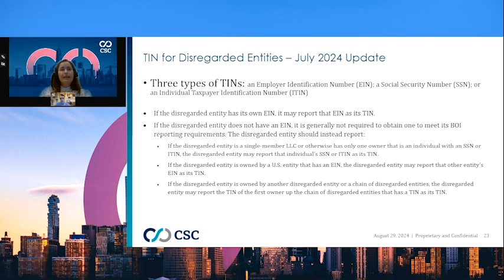If the disregarded entity is a single member LLC or otherwise has only one owner that is an individual with a Social Security number or ITIN, the disregarded entity may report that individual's Social Security number or ITIN. If the disregarded entity is owned by a U.S. entity that has an EIN, the disregarded entity may report the other entity's EIN. If the disregarded entity is owned by another disregarded entity or a chain of disregarded entities, the disregarded entity may report the TIN of the first owner up the chain of disregarded entities that has a TIN.